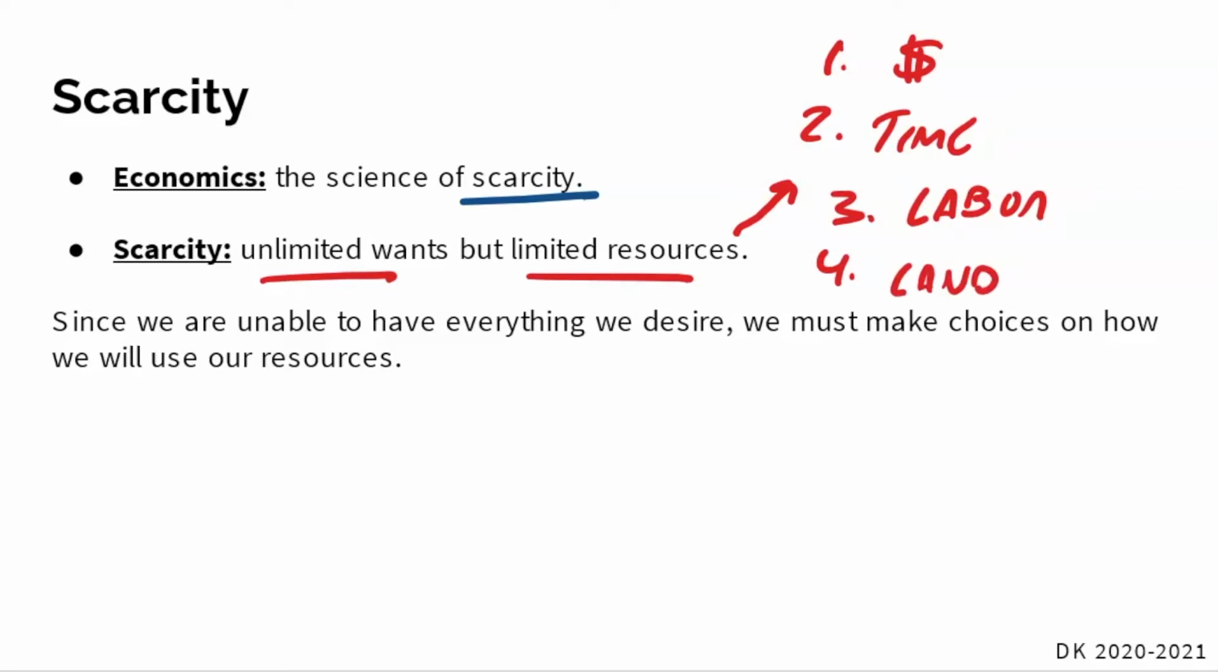So in other words, when we talk about scarcity, it's this idea where we have unlimited wants, but everything in this world to achieve those wants is limited, right? You have a limited amount of time, a limited amount of labor, a limited amount of land, limited amount of money. And because we are unable to have everything that we desire, we have to make choices on how we are going to use our resources. And so that leads us into our second definition.